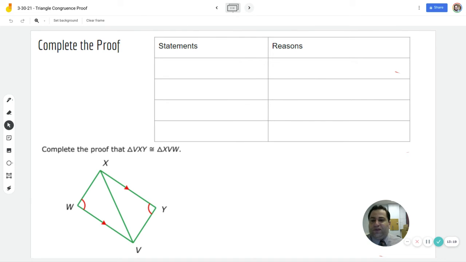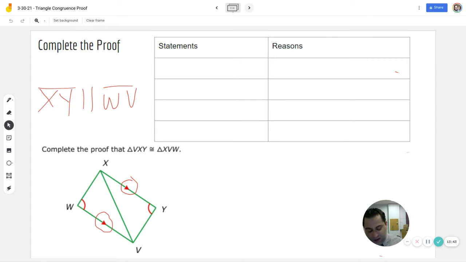Okay, so here we have to complete the proof. We're given some things here, so we have to remember these are not tick marks. See how they're arrows? That's different. That means that they're parallel. So what they're saying here is that XY is parallel to WV. Right? So that's what they're indicating to us.